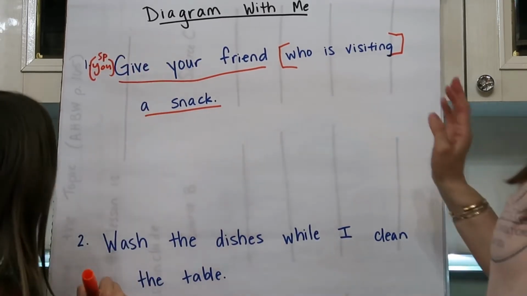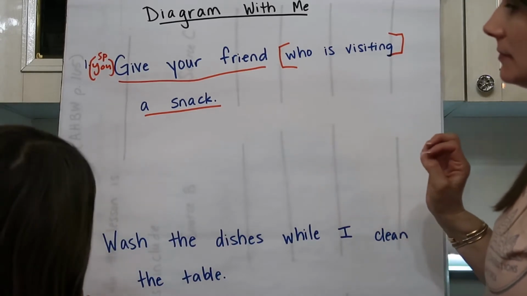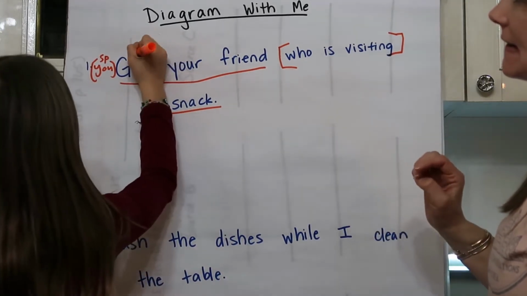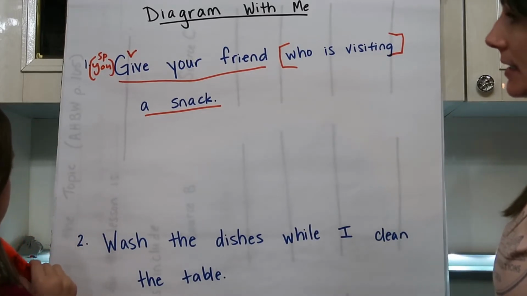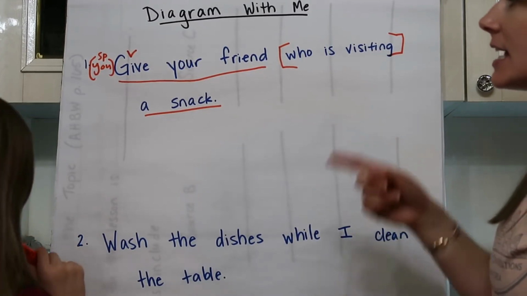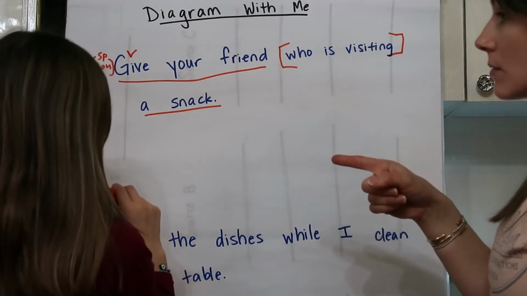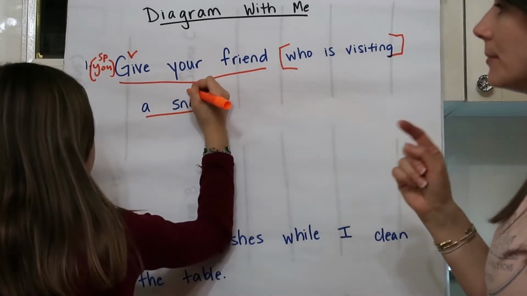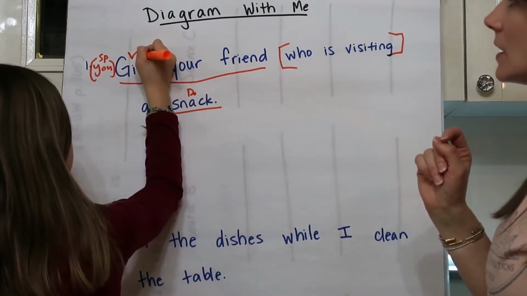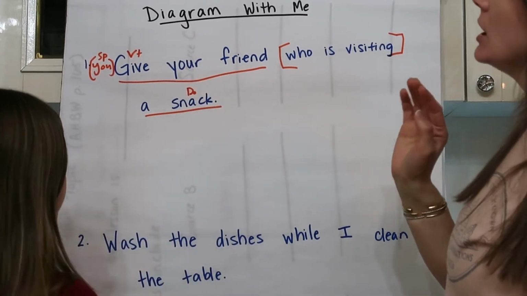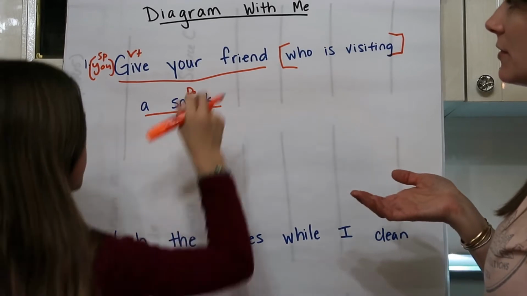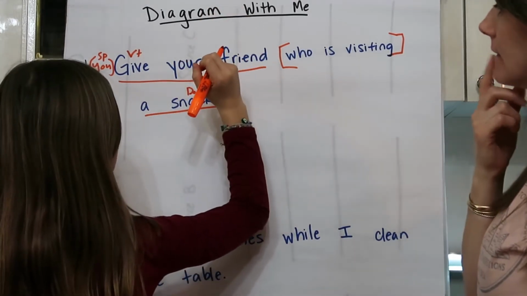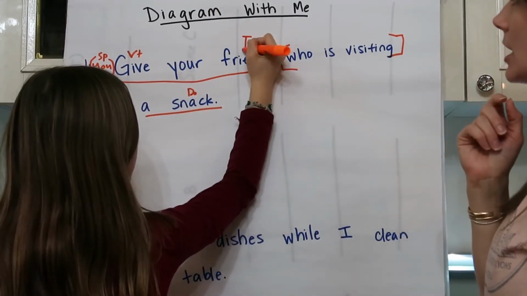Subject, pronoun. Very good. What's being said about you? Give. Okay, so that is your verb. Good. You give what? Snack. Yes. Does snack rename or describe you? No. Label, verb, transitive. Very good. You give snack to whom? Friend. Good. So friend is your? I-O. Yes. Very good. Indirect object.